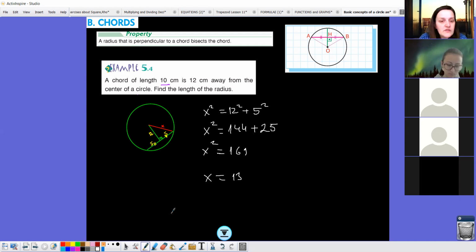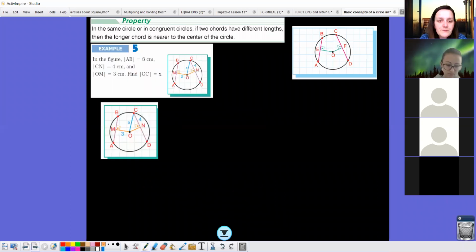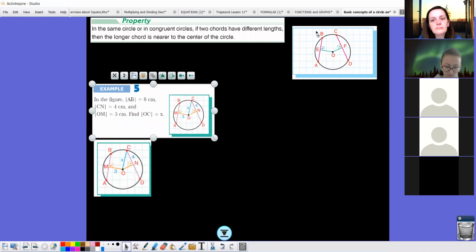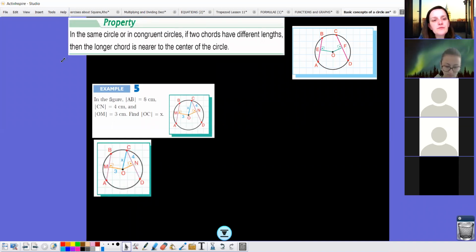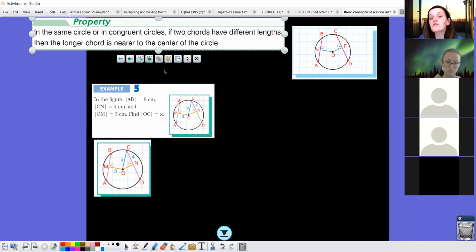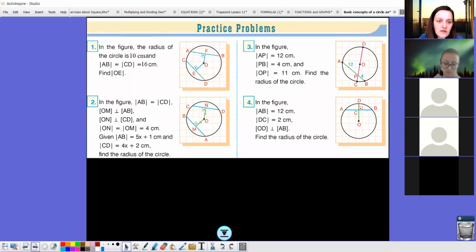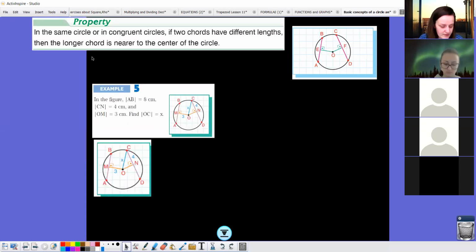And now let's continue to see some more questions about chords. There is another property here. In this property, it says in the same circle or in congruent circles, if two chords have different lengths, then the longer chord is nearer to the center of the circle. And there is one more property, but it's not given here.